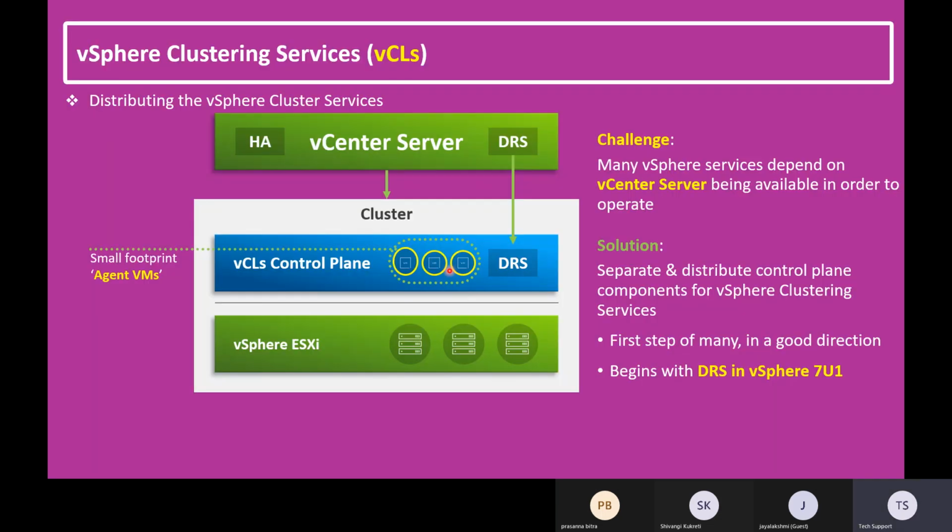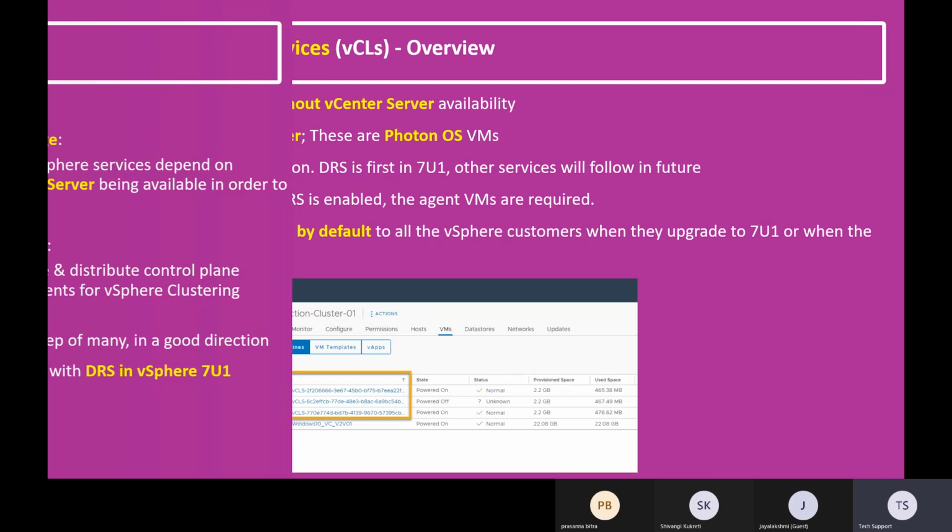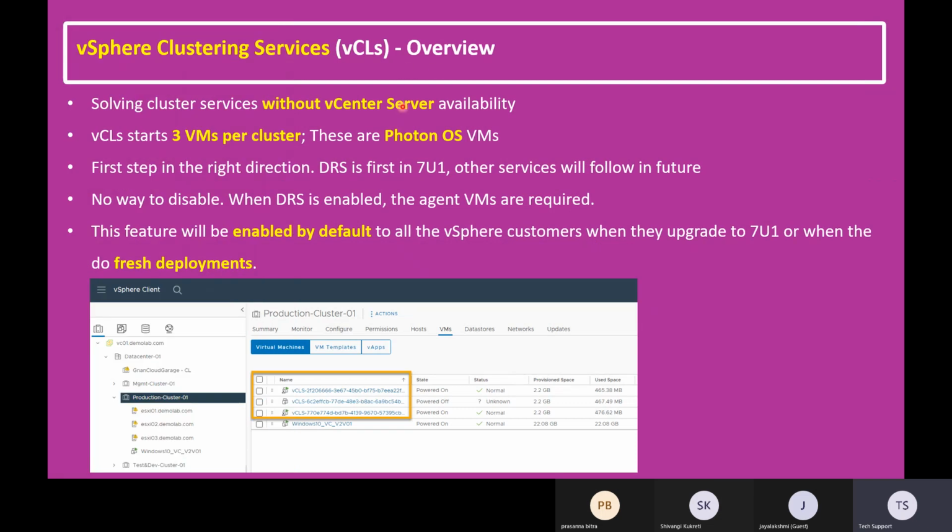The same point I highlighted here: the separate distributed control plane components of vSphere clustering services. So it is the first step of many in a good direction. Many in a good direction means maybe in future the same agent VMs may support other features also. Some elaborative points I highlighted in the following slide. See, vSphere clustering services overview: solving the cluster services without vCenter availability.